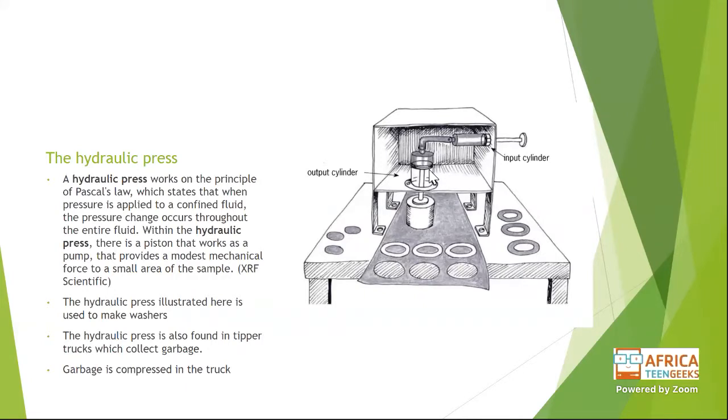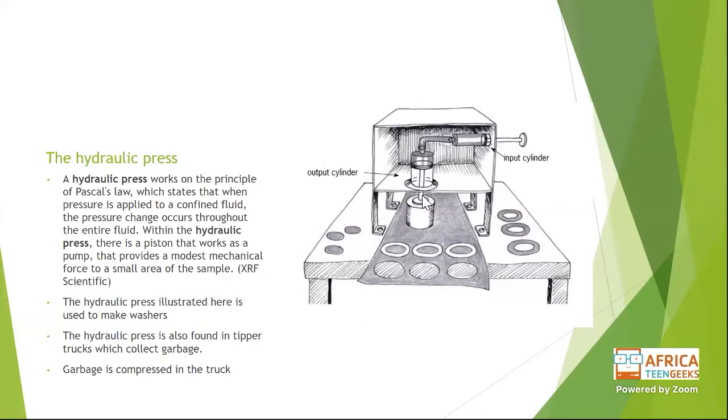And then the hydraulic press here is used to make washers, okay? But there are other applications of the hydraulic press. You can use it for stamping. You can use it to compress garbage in a garbage truck and any other function where there is pressure that is needed on a workpiece. This is a workpiece, okay? So this is a hydraulic press, okay? Do you understand a hydraulic press?